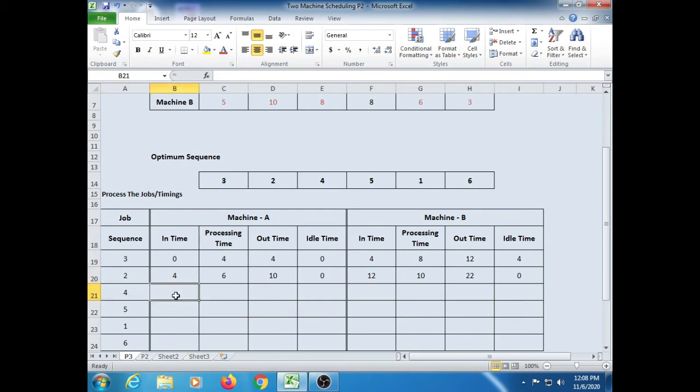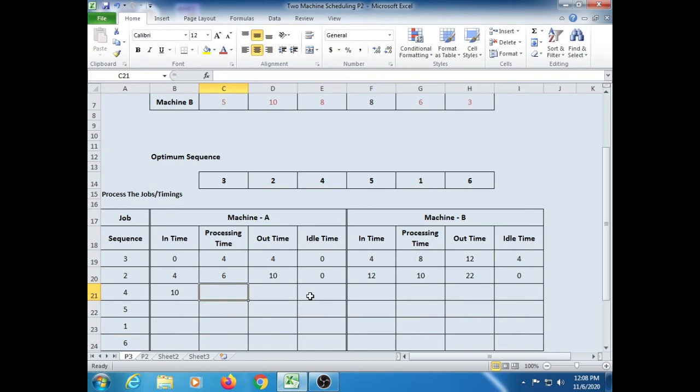So here what is the in time? How will we get the in time for machine A? The previous job out time will become the in time of the present job for the first machine, that is 10. Okay, because at the 10th hour the machine is ready to perform the next job. At the 10th hour we can perform the next job because we have the next job. We can process it at the same out time hour.